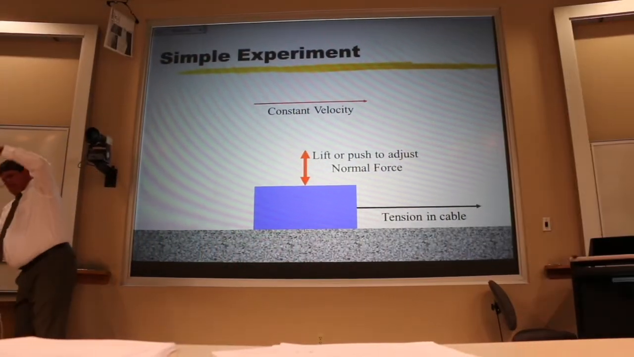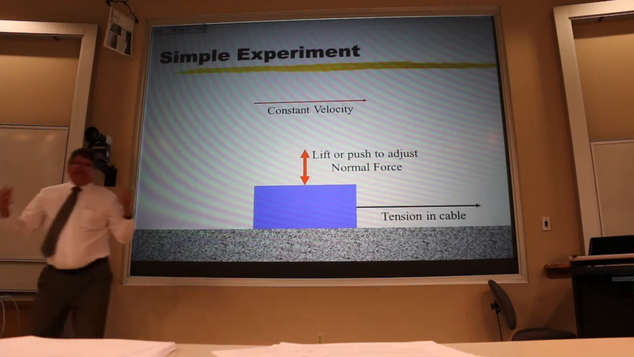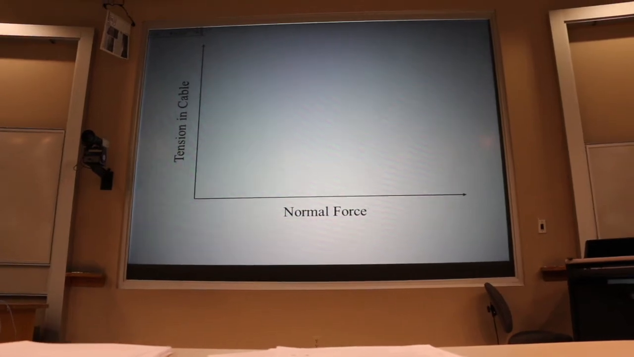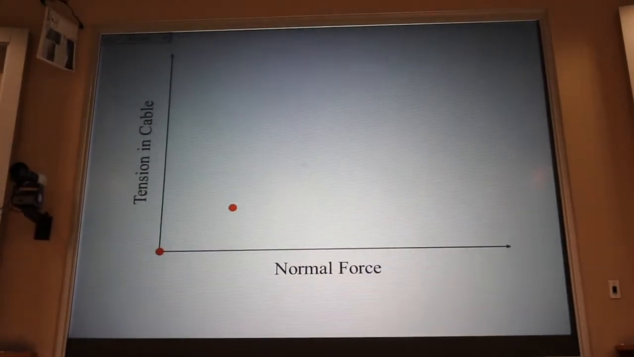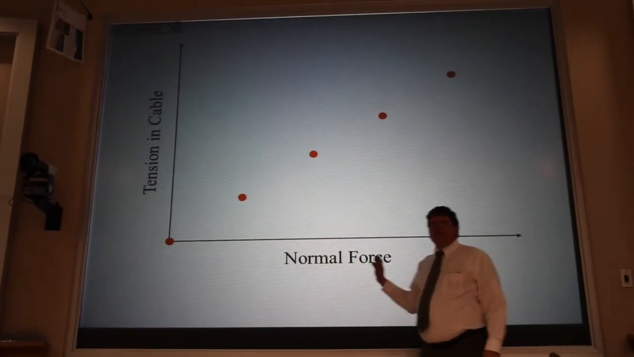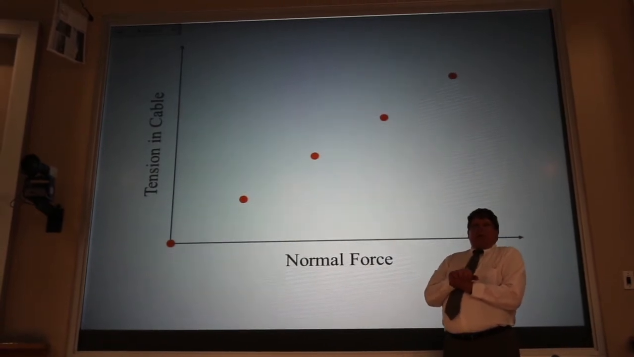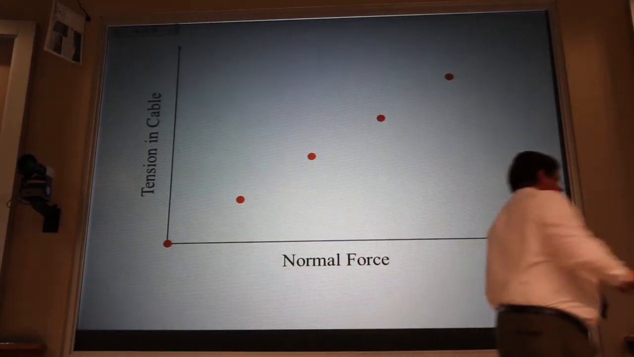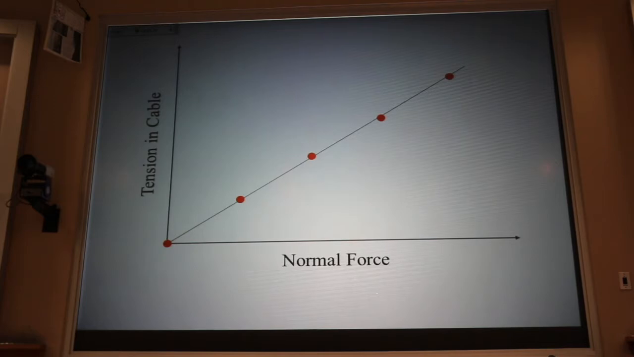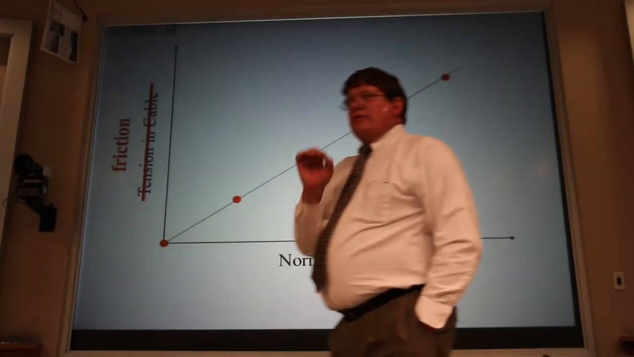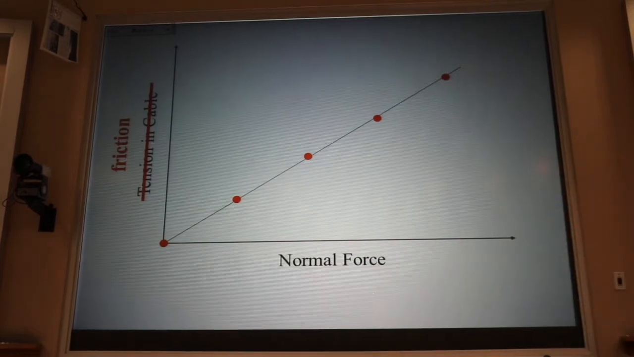Now, if we had the time and the energy to do this over and over again, we would find that all of our data points lie on a straight line. As we increase the normal force between the sled and the floor by putting larger and larger people on there, we increase the tension force in the cable. Now, that tension force is an indirect measurement of the friction if the sled is moving at constant velocity. The friction has to equal the pull by the tension.